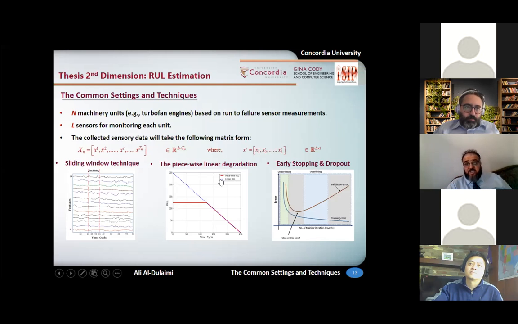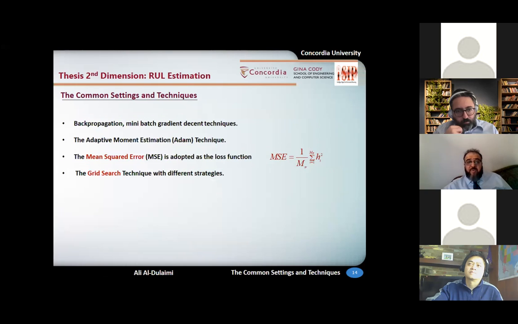We used different techniques, such as the sliding window technique, to prepare the samples for better feature extraction, or the piecewise linear degradation for labeling the data during the training stage, and the early stopping and the dropout for avoiding the overfitting problems. In addition to the backpropagation and mini-batch gradient descent techniques for the training, and the adaptive moment estimation technique for the optimization, mean squared error has been adopted as the loss function, and we use the grid search technique with different strategies to optimize the trainable parameters.